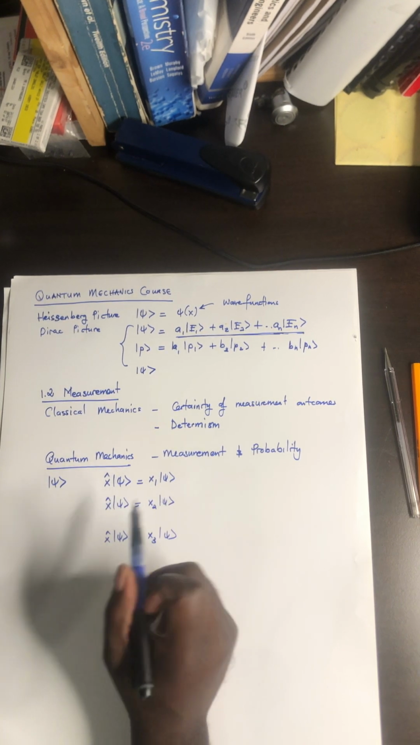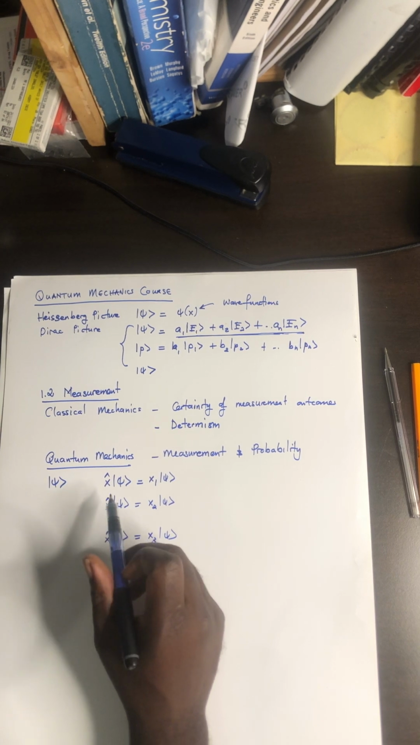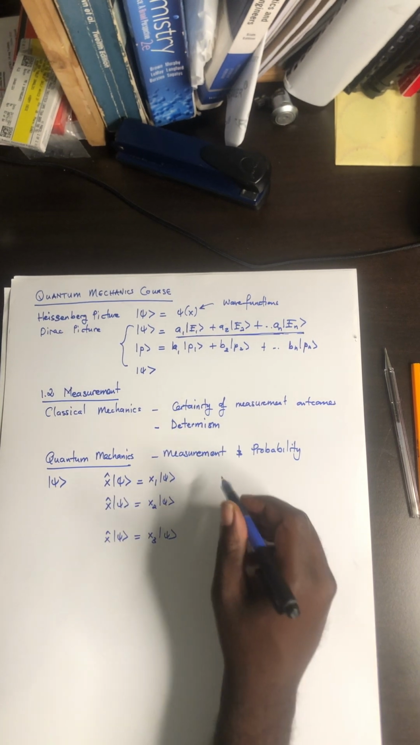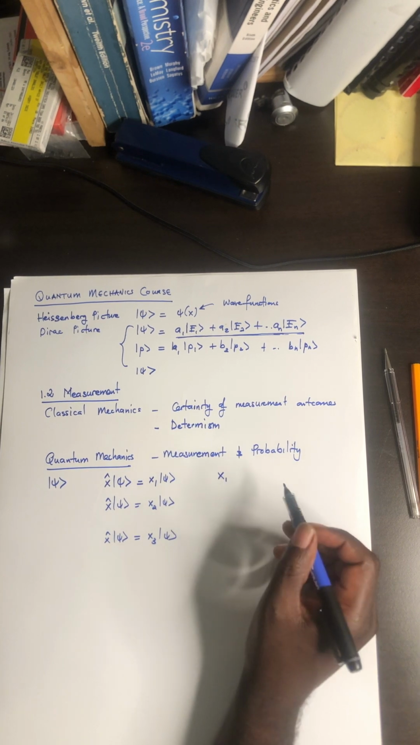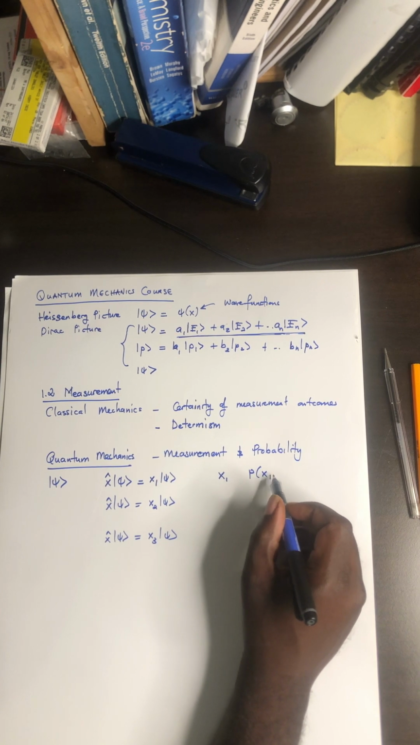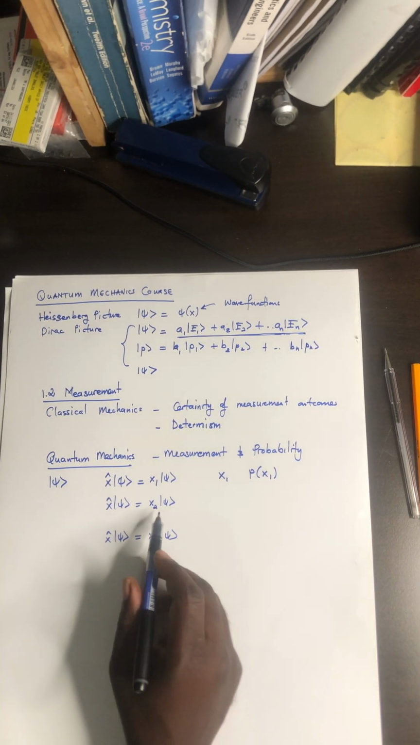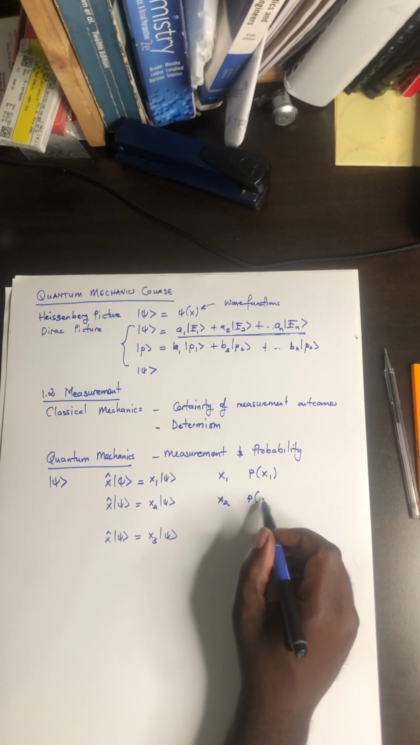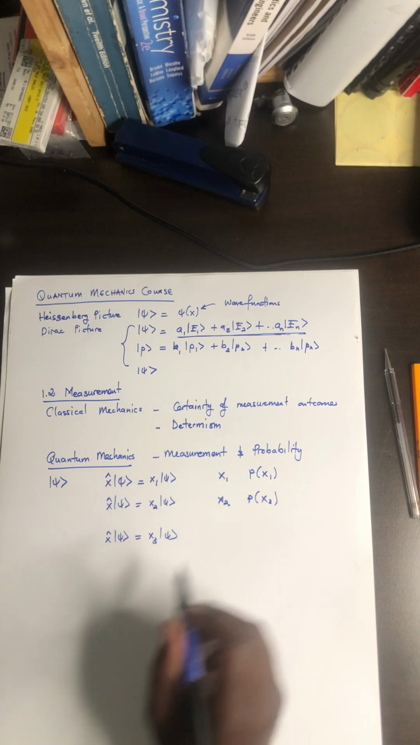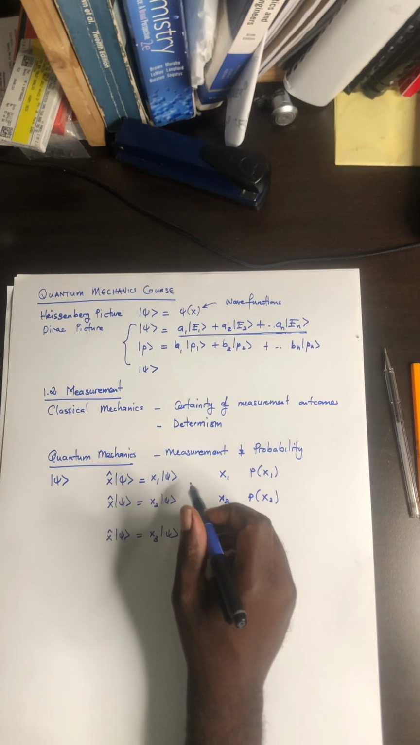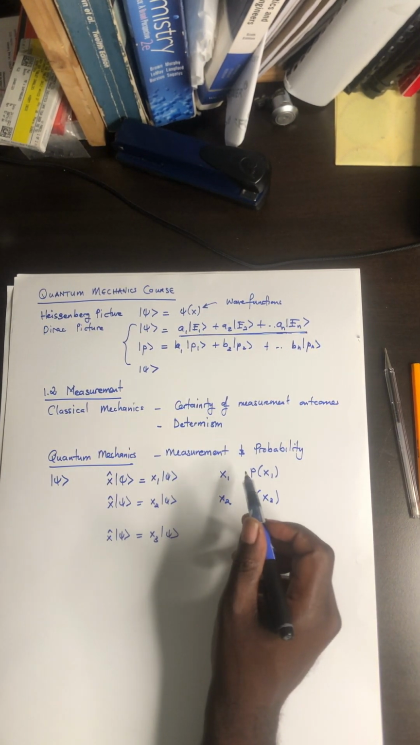All we can say is that if I make a position measurement on a particle in a quantum state, I'm likely to get a value x1 with a probability Px1, and the outcome of measurement could be x2 with the probability of getting that x2 to be Px2, and so on. So there is an inescapable relationship between measurement and probability.